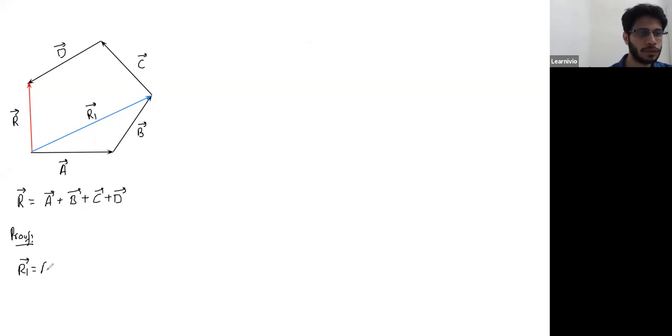R1 is the sum of vector A and vector B. Vector A plus vector B is R1. That's the first equation.